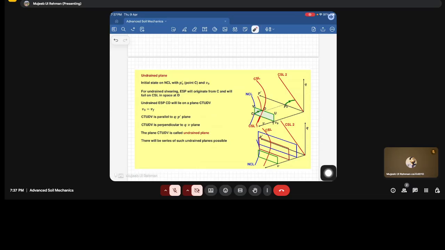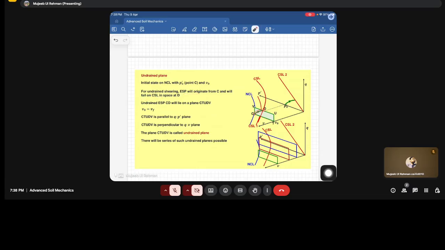You can see how this curve is plotted once the soil reaches the critical state, how it is projected onto the PQ plot. The plane here is at some distance from the Q P dash plane, however it is perpendicular to this P dash V plane. So for undrained shearing, the ESP will originate from C and will fail on the CSL at point D.